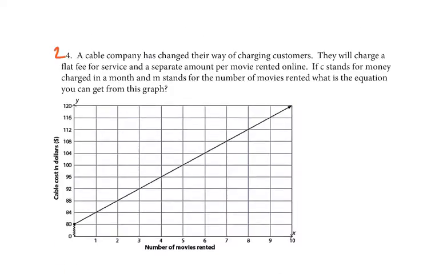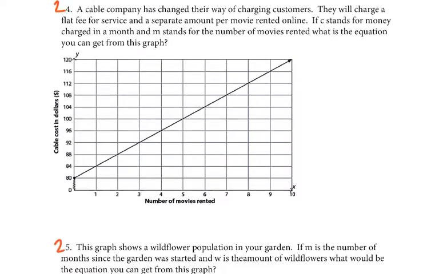Alright, let's keep on trucking. So 24. A cable company has changed their way of charging customers. They will charge a flat fee for service and a separate amount per movie rented online. If C stands for money charged in a month and M stands for the number of movies rented, what is the equation you can get from this graph?